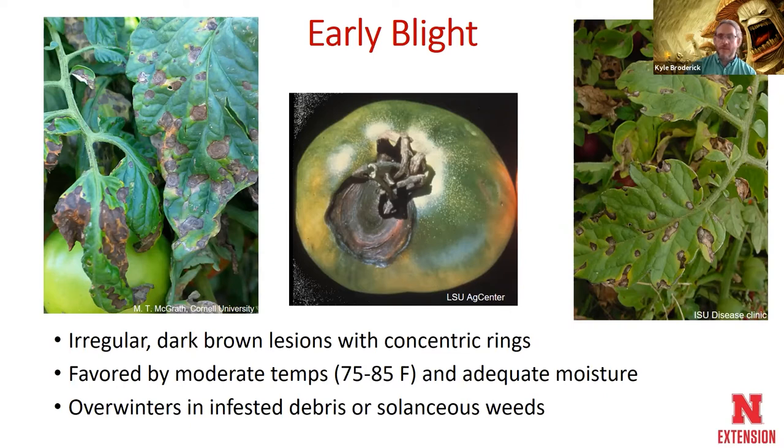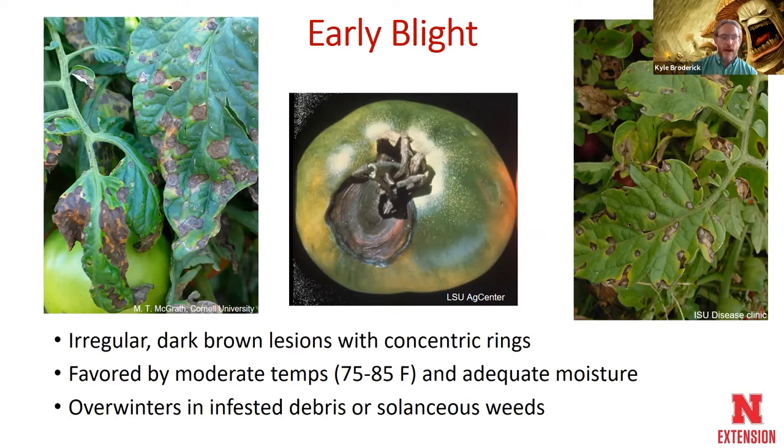This disease overwinters in infected debris in the soil. Maybe if you had potatoes there, it can even overwinter in the tubers that remain in the soil, or just tomatoes from last year. And as with a lot of our soil-borne pathogens, this often starts at the base of the plant and works its way up.